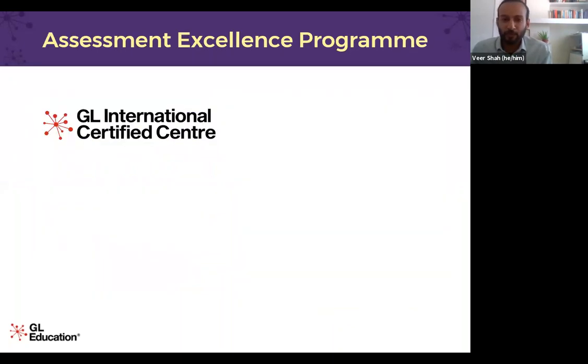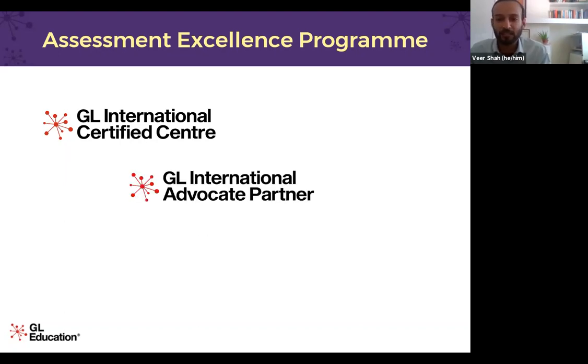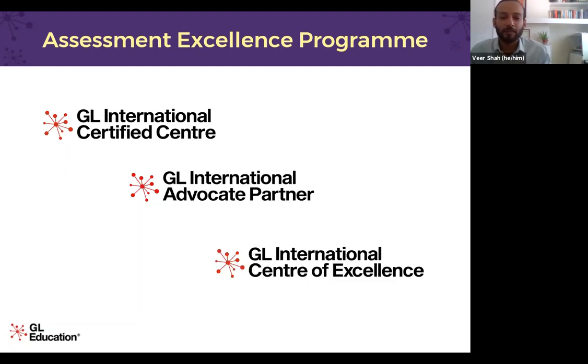So the Assessment Excellence Programme consists of 3 different strands. It's a step-by-step process, really. So a school may start off as a certified centre, and I'll go through the particular characteristics of each individual part of the programme in a moment. But a school may start off as a certified centre. It may then become an advocate partner, which is the next level. And then our key flagship schools around the world may become GL International Centres of Excellence.